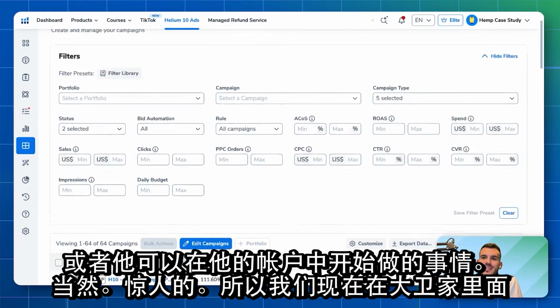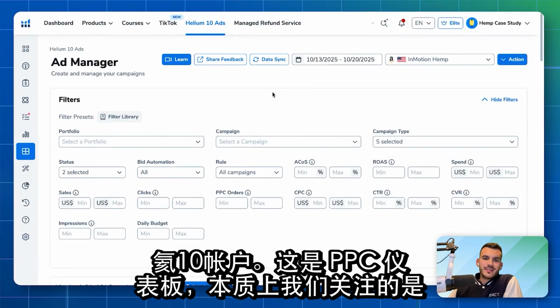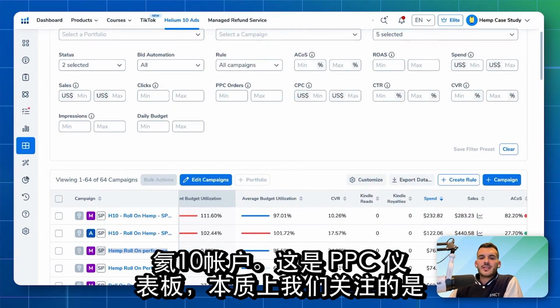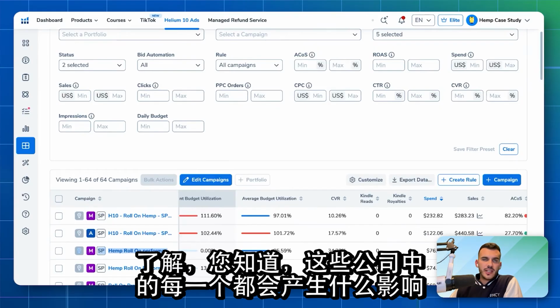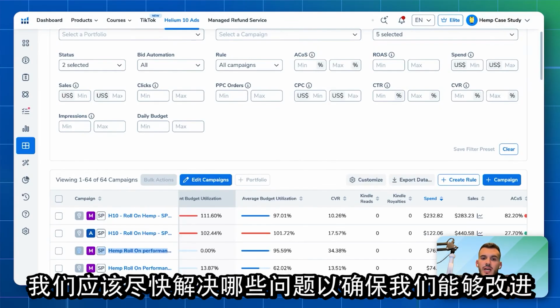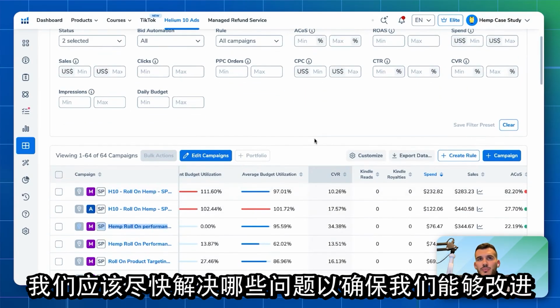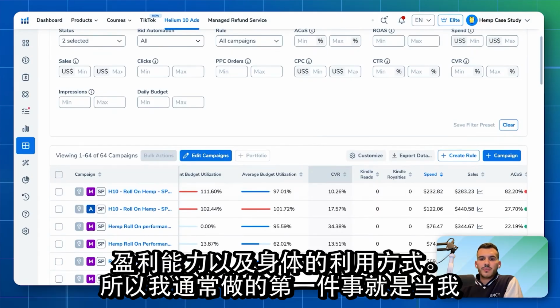Awesome. So here we are inside David's Helium 10 account. This is the PPC dashboard. And essentially, the thing we're focusing on is understanding what is the impact that each of these campaigns is driving to the account, and what are the things that we should be fixing as soon as possible to ensure we can improve profitability, and also how the budget is being utilized.